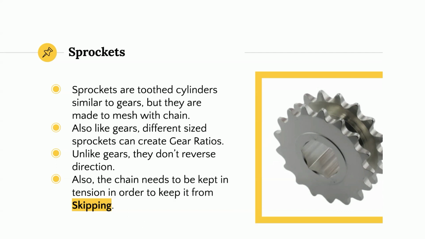Also, the chain needs to be kept in tension to keep it from skipping. Skipping is when the chain temporarily falls off the sprocket and it starts missing. You do not want that. It's like having gears that only slightly touch each other but are not completely meshed together. It causes many problems, it wastes energy, and also might cause the chain to even fall off.